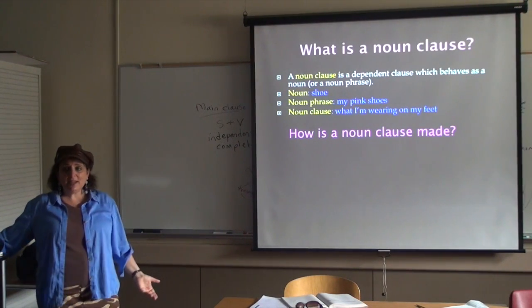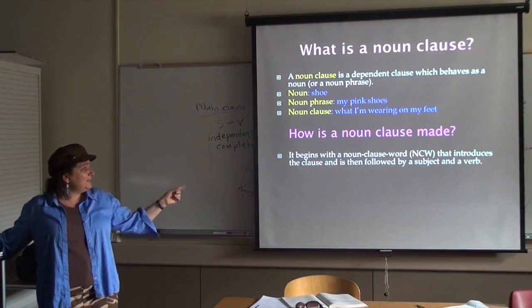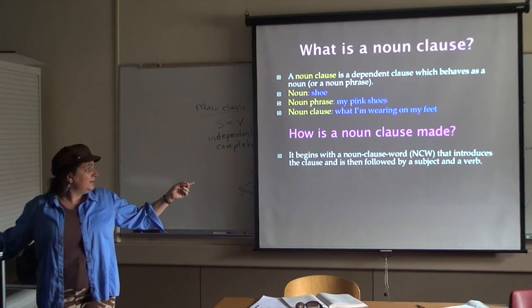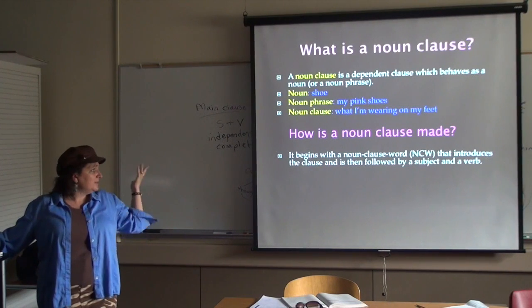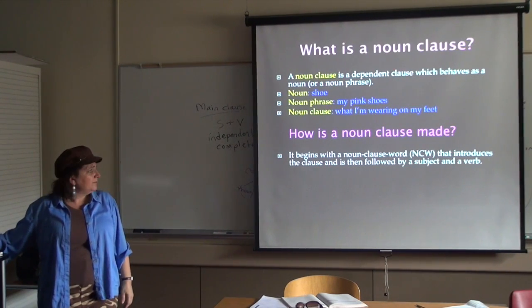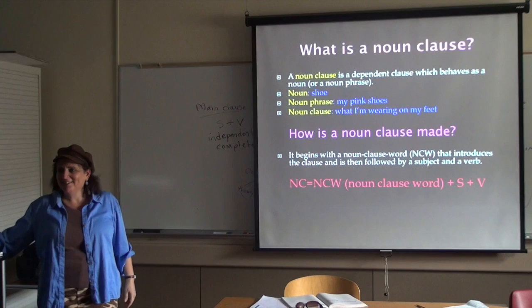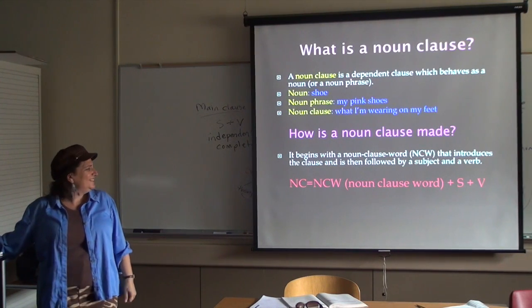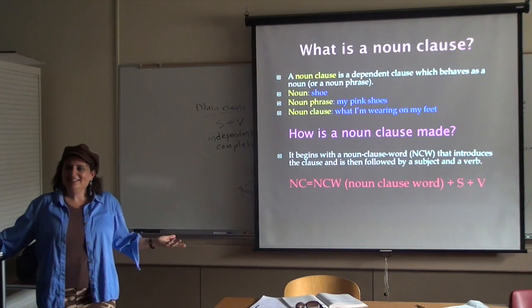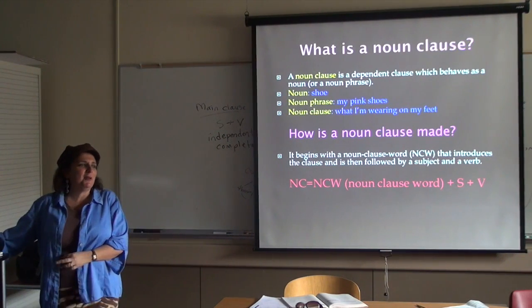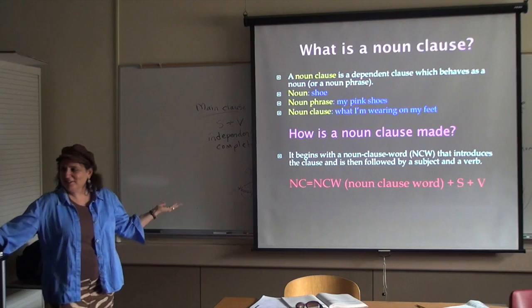How is a noun clause made? It begins with a noun clause word that introduces the clause and is then followed by a subject and a verb. This should all sound very familiar to you. Here's my formula. Okay, for my mathematicians, for my engineers, you like formulas, there you go.